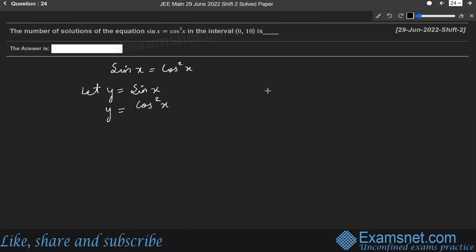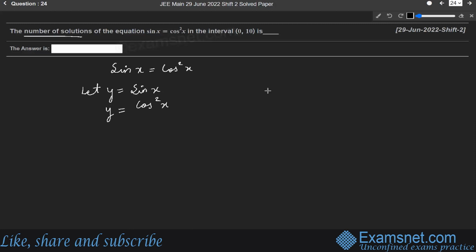Why have we assumed this value equal to y? Because we have to make a graph. When we separate both these terms, we will get two different curves, and then we can easily make the graph. Now we have to make the curve for y is equal to sin x and the curve for y is equal to cos square x, and we have to find the number of solutions.